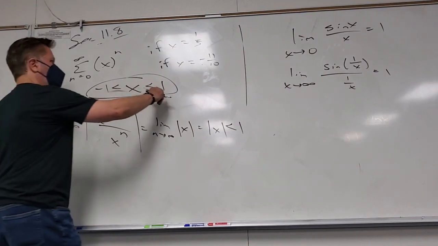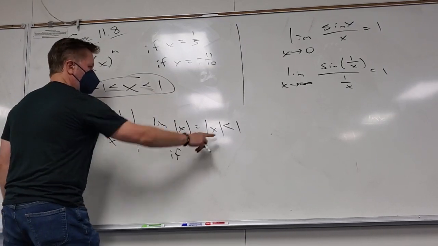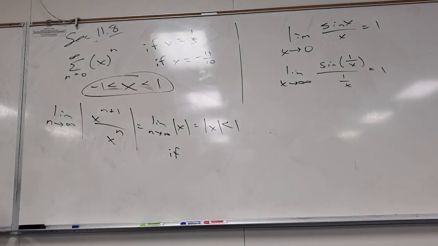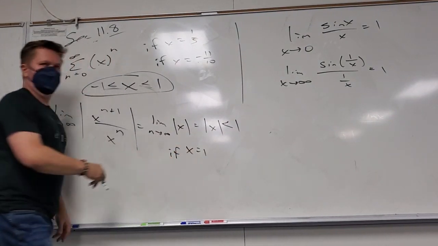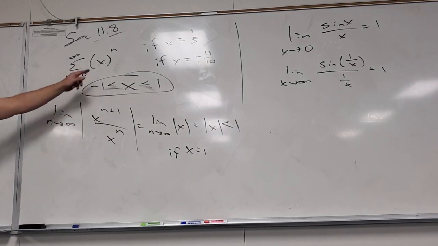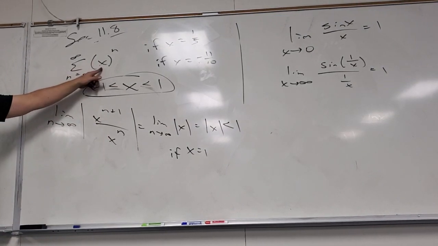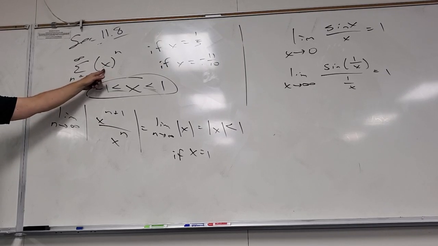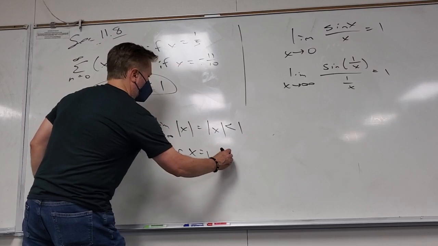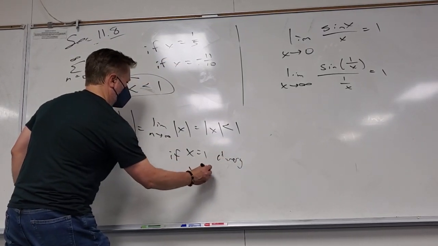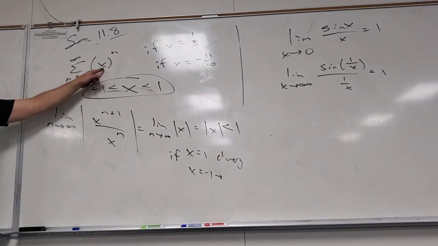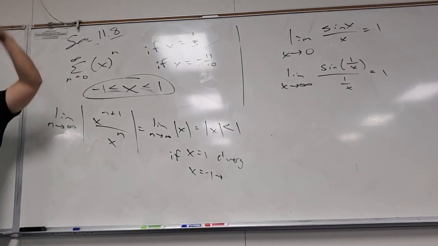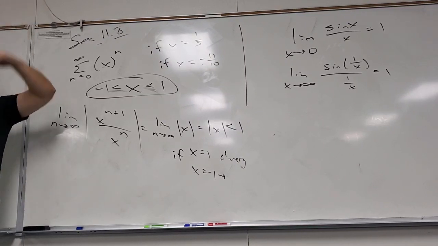Okay, what about if x is 1? Because remember, if the ratio is equal to 1, what's that mean? Inconclusive. So I have to check. If x is 1, the ratio test doesn't have a clue. But can anyone tell me if x is 1, what's going to happen? Yeah, add 1 forever. That's divergent, right? What if x is -1? Yeah, now it's -1 to the n, so it's divergent for sort of a different reason. It's oscillating between 1 and 0, 1 and 0.